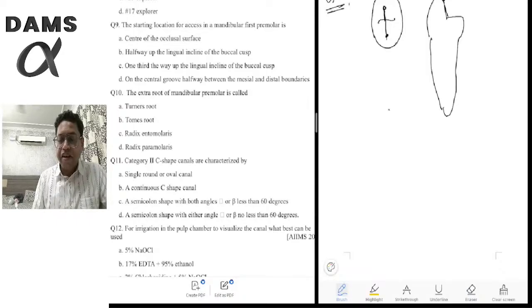This is the tip of the buccal cusp. This is the tip of the lingual cusp. And this is the central groove. So this is basically the lingual incline of the buccal cusp. From the center, we measure the distance and take 1/2. This is the starting point. The burr would be oriented to penetrate the tooth like this. So halfway up the lingual incline of the buccal cusp from the central groove is for the mandibular first premolar.